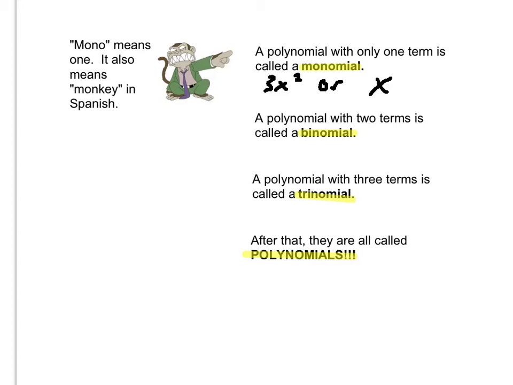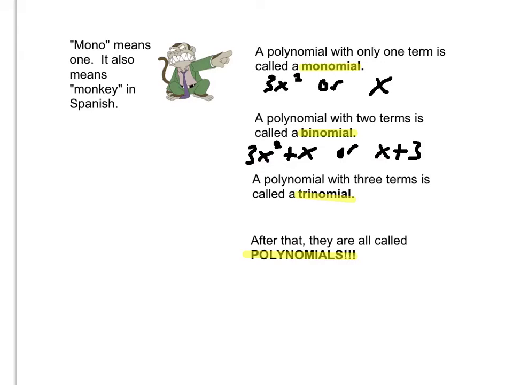A binomial is a polynomial with two terms. So that could be like 3x squared plus x, which is a binomial, or we could have something like x plus 3. So again, remember, terms are things that are added together. So these have one term because there's nothing being added together. These have two terms because we have two things added together in each one. So these are both binomials.